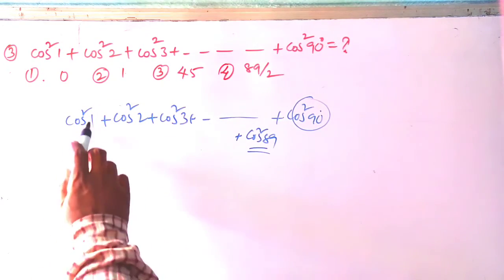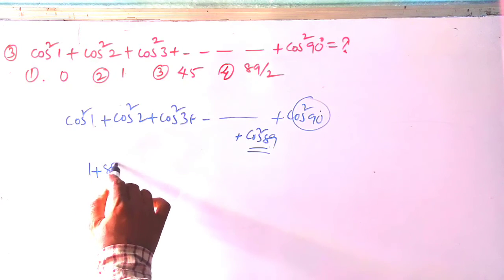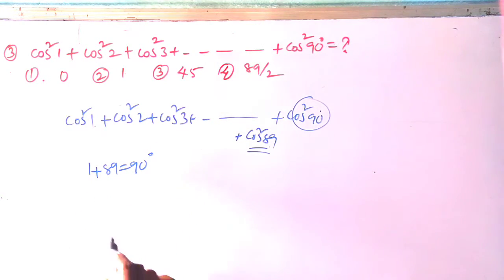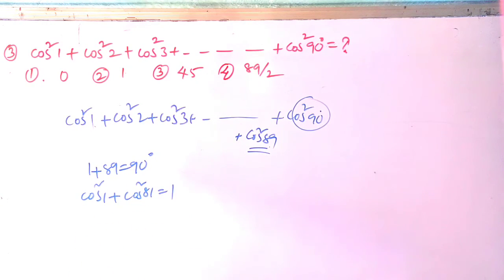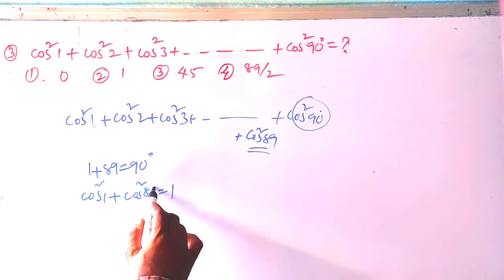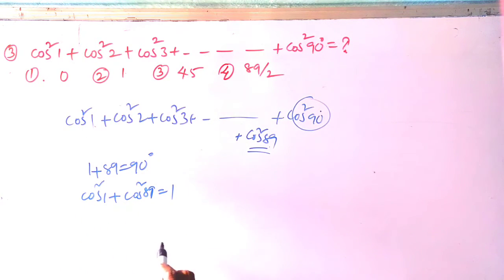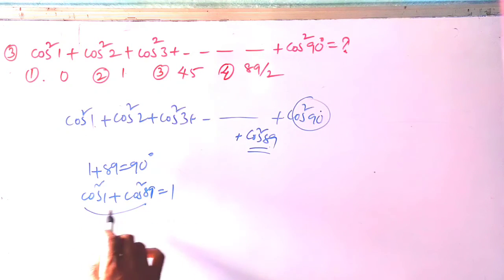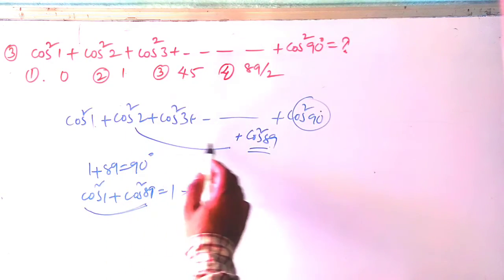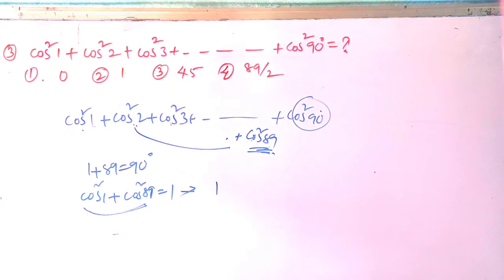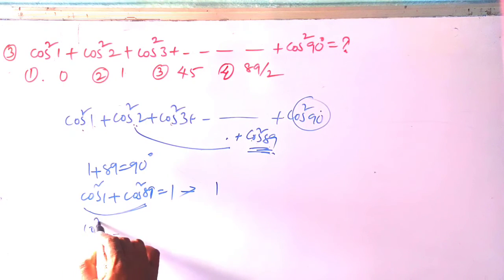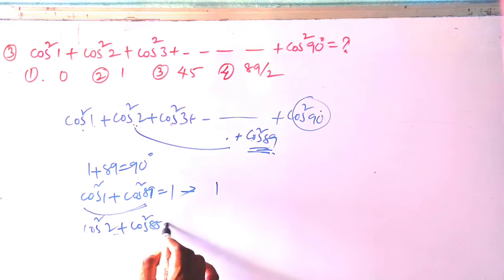Okay, so 1 plus 89 is equal to 90 degrees. Clear? So cos square 1 plus cos square 89 is equal to 1 here. So two terms give us 1. Then after that cos square 2 plus cos square 88, that is also 1. So cos square 2 plus cos square 88 equals 1.